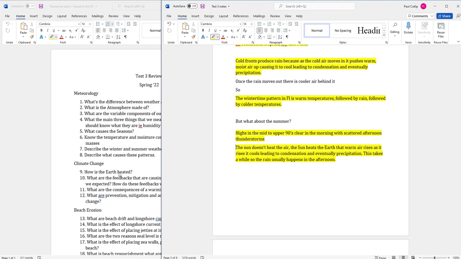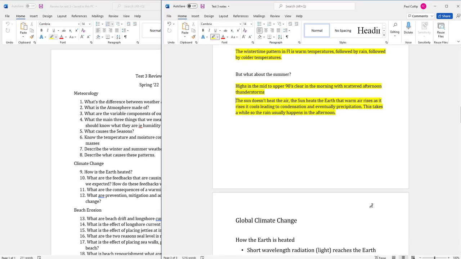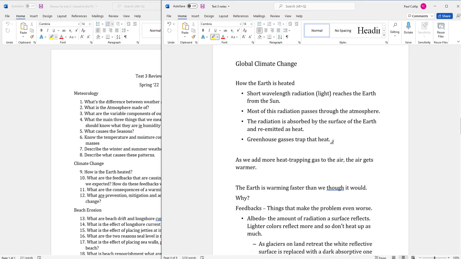Dealing with climate change is some very, very simple stuff. First of all, how is the Earth heated? And here it is right here. And I've been beating this into your heads for days now. I think, once again, the sun doesn't heat the air. The sun heats the Earth, and the Earth heats the air.